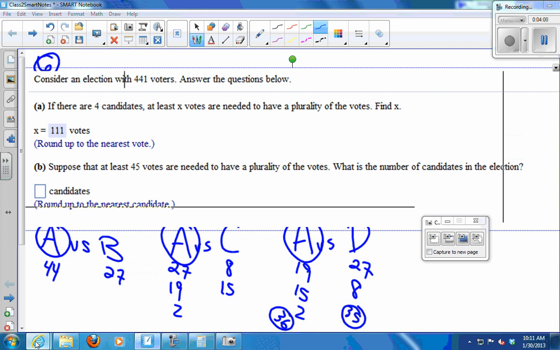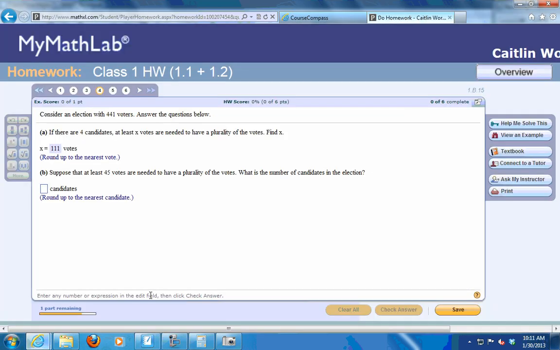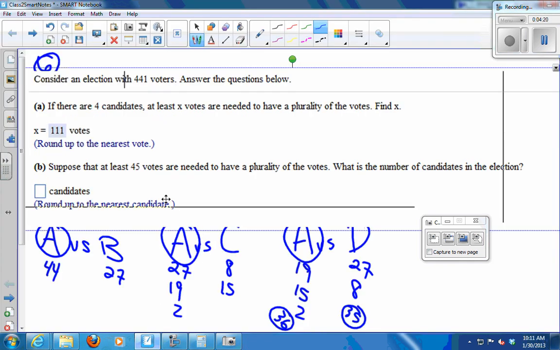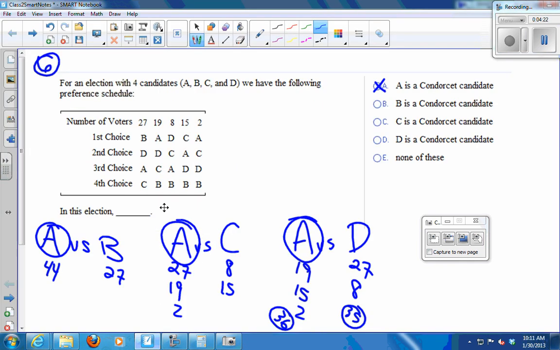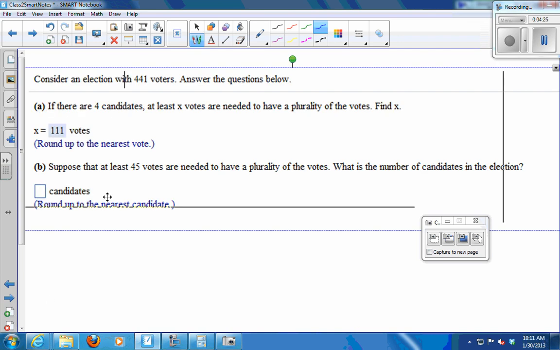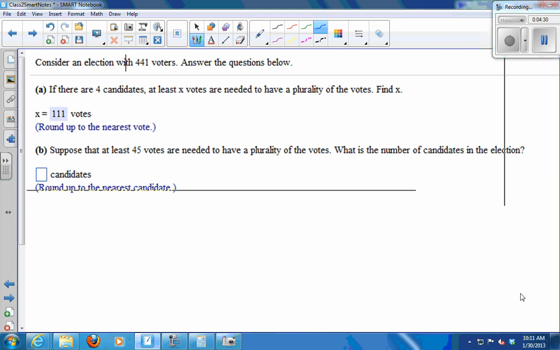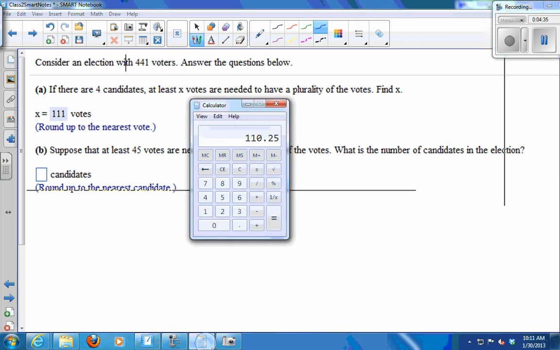So, yeah. If part of the question is written in the main part, and then there's A and B, you can assume this stuff in the main part for both questions. Okay. So we are assuming 441 voters still. So we've got 441 voters, and it takes 45 votes to have a plurality.